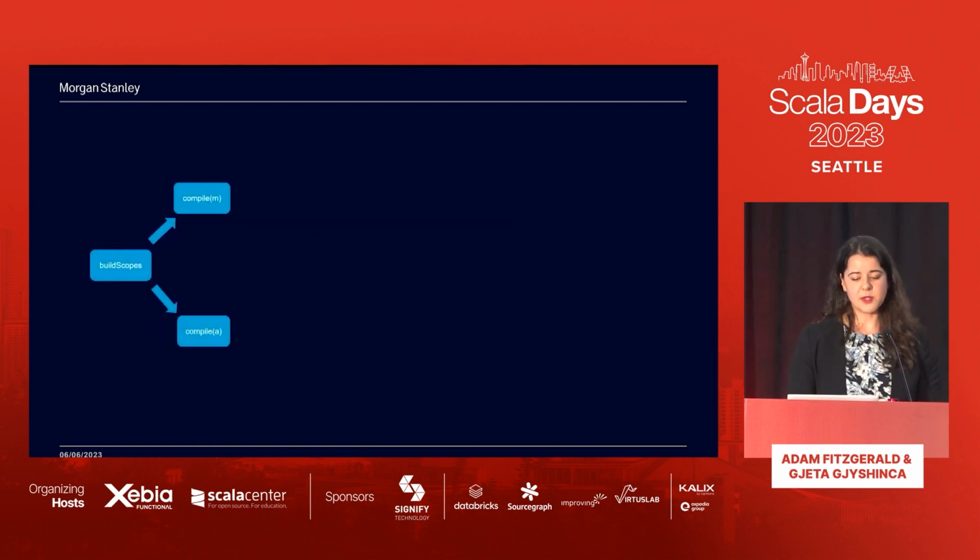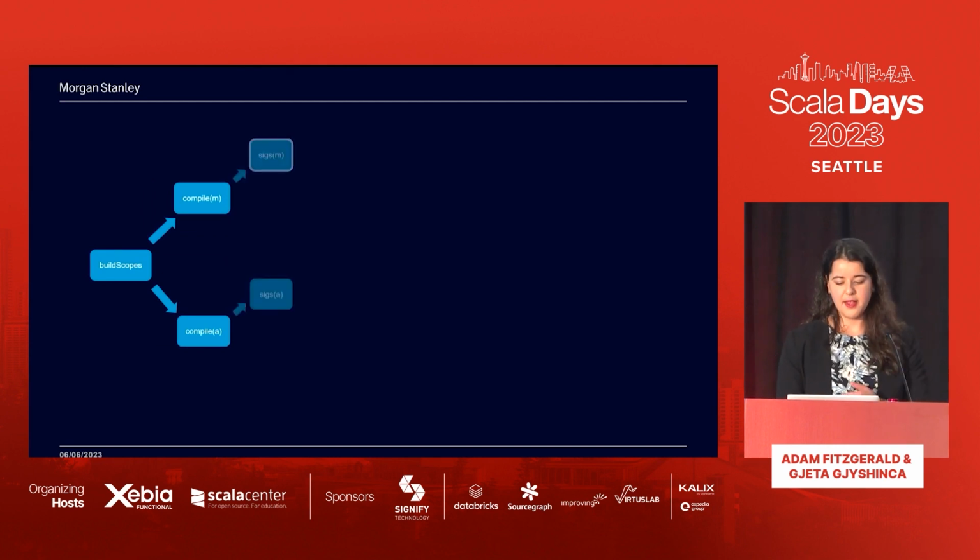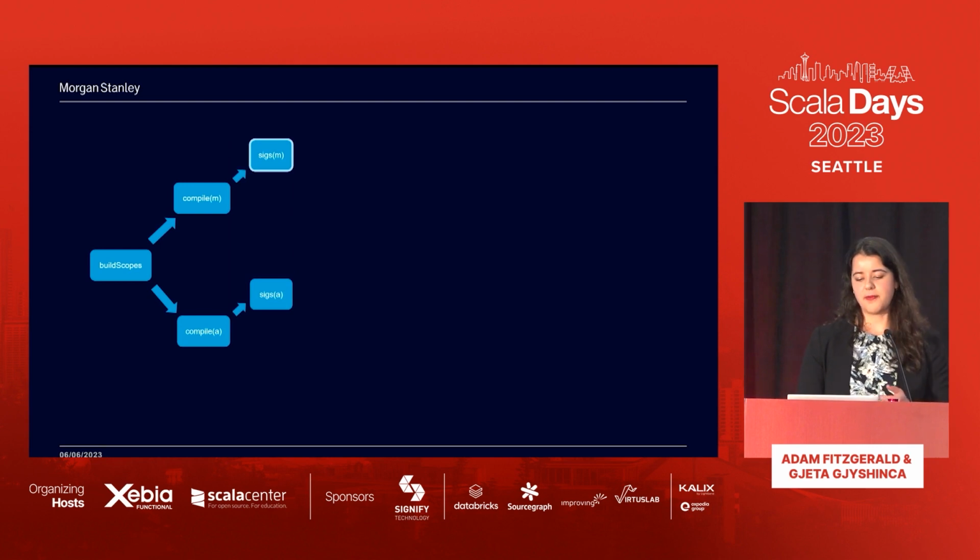So build scopes will kick off that compile method that we just wrote for model and for app. Then on the top branch, to compile the model, you need the signatures. So this expansion here is just going to show you the tasks that the scheduler can schedule. So for example, compile for the model needs to kick off both the signatures and the classes phase for that scope. But it cannot kick off classes until we have a result for signatures.